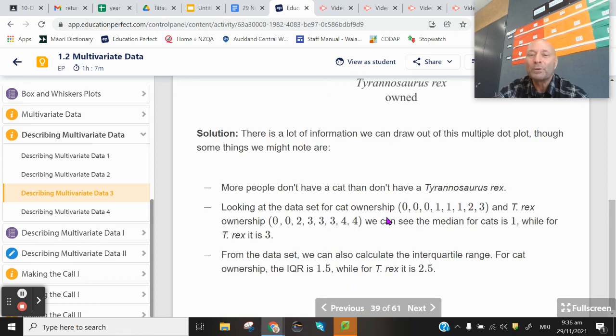So, putting those numbers around, we can see from the data set that the median, or the one in the middle, is 4 in each half, 1 is in the middle, and 3 is in the middle. So the median for cat ownership was 1, while for T-Rex, 3. We can also find our interquartile range, by subtracting the lower quartile from the upper quartile.